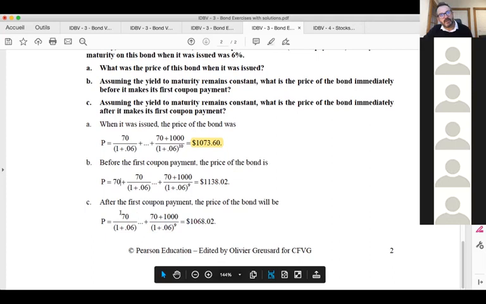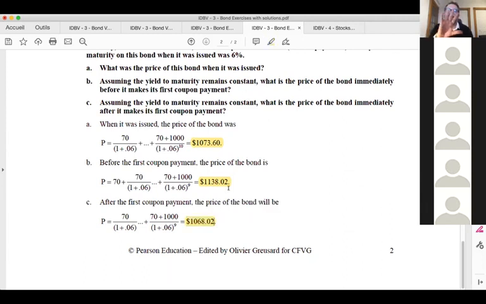It's the same formula except that we add the 70. So globally we have 1,138.02 and 1,068.02. And as I said, you have two ways to do question B: you do question C before and then you add the coupon, or you do directly question A times 1.06.